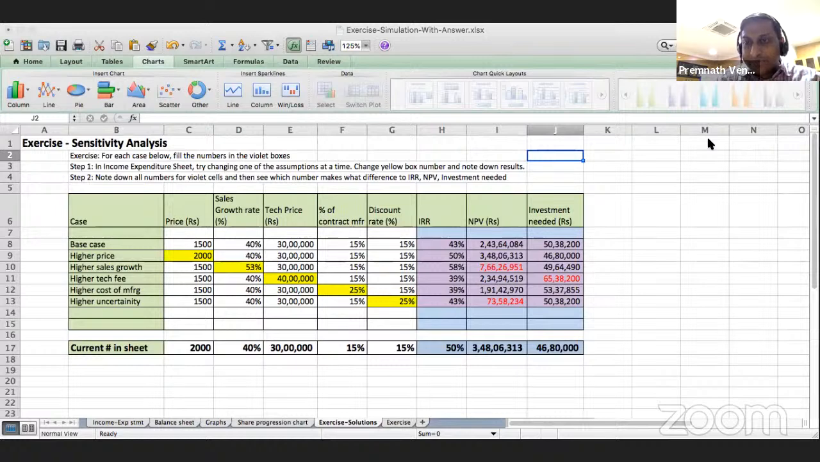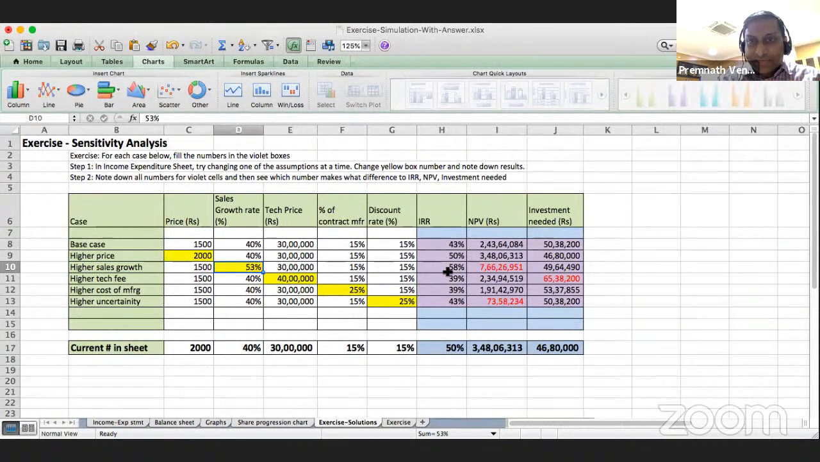Okay, great. So you can see here what happens, right? Higher price, you get a higher IRR, and in this case, a higher NPV. Investment needed is lesser because you're hopefully profitable a little earlier, probably catching up on the cost that you had to pay initially. Higher sales growth rate. So we increased the sales growth rate to 53%.